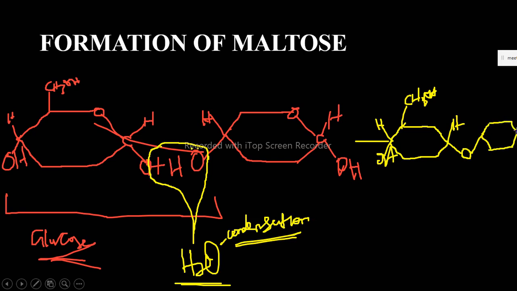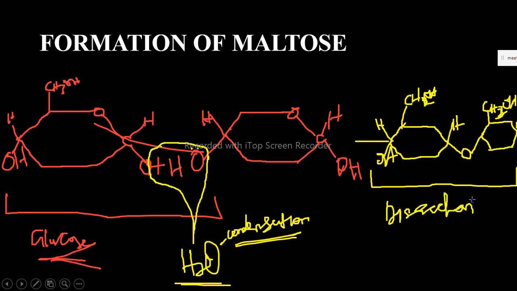Something of this kind. And you have OH this side and H here, then you have an alcohol here. Now it is CH2OH. Even this side it's CH2OH. So the whole of this is a disaccharide. And since the disaccharide is formed from glucose to glucose, then this is maltose.